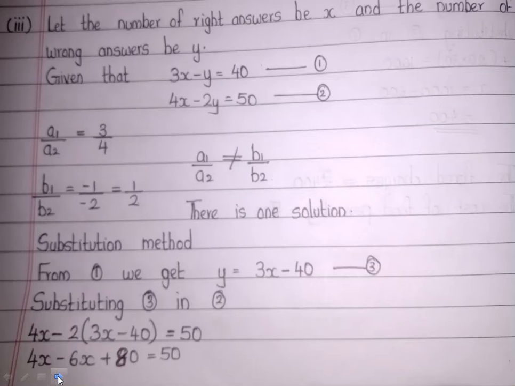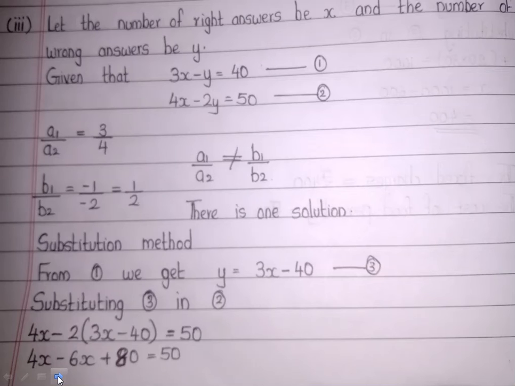Let's see the next condition. Had 4 marks been awarded for each correct answer, that is 4x, and 2 marks been deducted for each incorrect answer, that is minus 2y, what will be the total score? The total score will be 50. Okay, so the second equation is 4x minus 2y equal to 50. Now you got two equations. 3x minus y equal to 40 is the first equation and 4x minus 2y equal to 50 is the second equation.